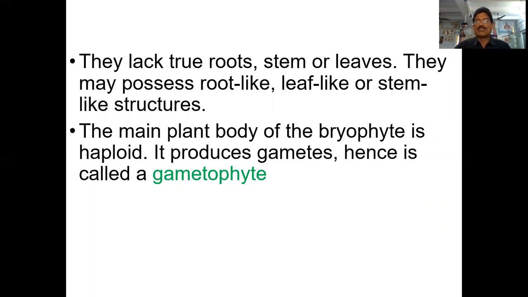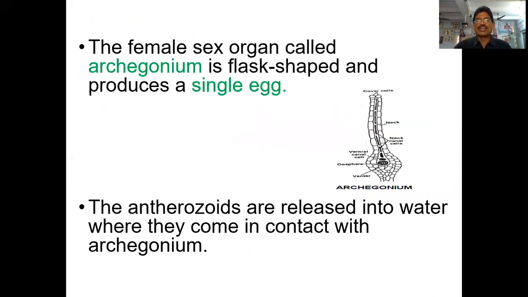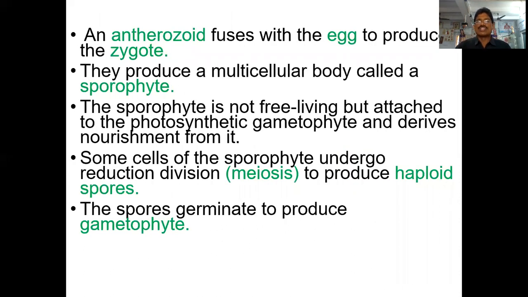The main plant body of a bryophyte is haploid. It produces gametes, so it is known as the gametophyte. The sex organs of bryophytes are of two types: the antheridium and the archegonium. The antheridium produces biflagellate antherozoids, and the archegonium is a flask-like structure with a single egg and 1 to 6 neck canal cells. The antherozoid fuses with the egg cell to produce the zygote.